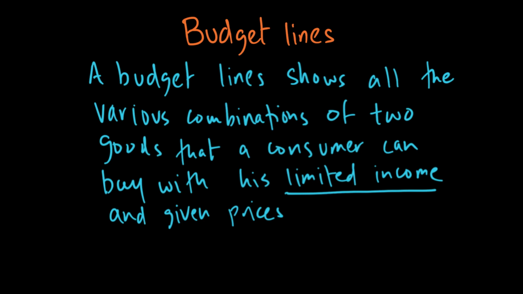A budget line shows all the various combinations of two goods that a consumer can buy with his limited income and given prices. When you look at a consumer who has a limited income, his goal is to maximize his utility from his given income, and therefore the budget line plays an important role because it tells us first of all the combinations that a consumer can buy. From those combinations, we will ultimately find the combination that will maximize the consumer's total utility. But the budget line is a first step because it tells us how much a consumer can buy with this limited income.